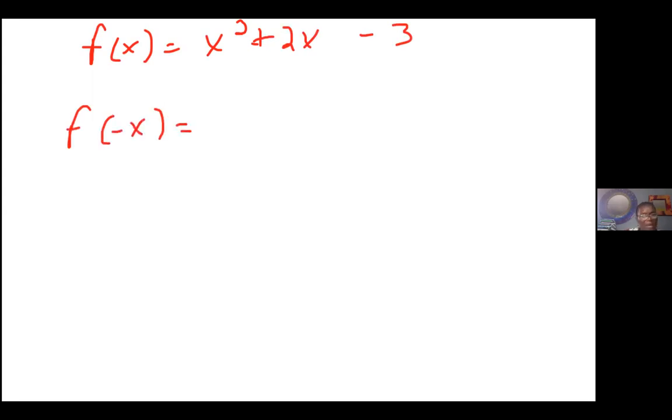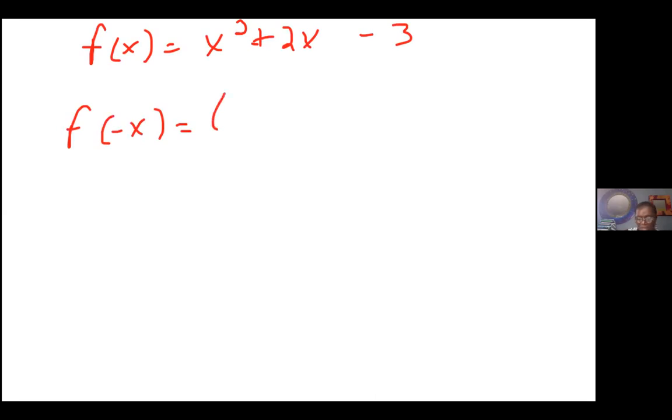Now, I'm not done with this problem yet, guys, because I have some more I want you to evaluate for this problem. I'm just going to go ahead and rewrite it up here so you can have a fresh version of the problem. X squared plus 2x minus 3. Now, this time around, guys, I want you to find f of negative x. What happens when you substitute negative x for every x?